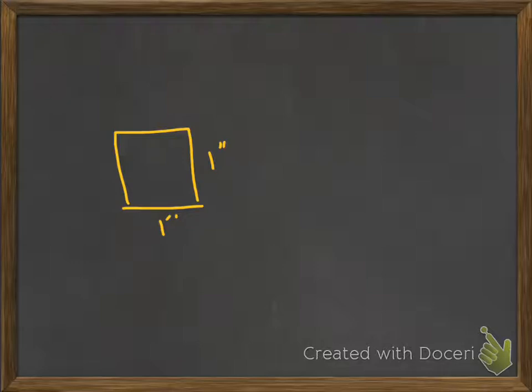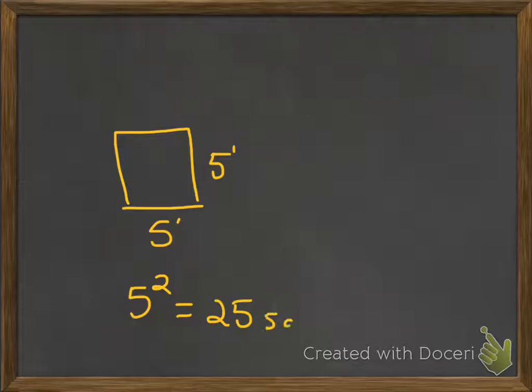If I had a square room, and I had 5 feet on that side, and 5 feet on that side. To do area, we just multiply this 5 times 5. 25. And instead of writing 5 times 5, the simplified way, we could have written 5 squared, which is 25. And since we're doing area, and it's in feet, we need to do square feet.